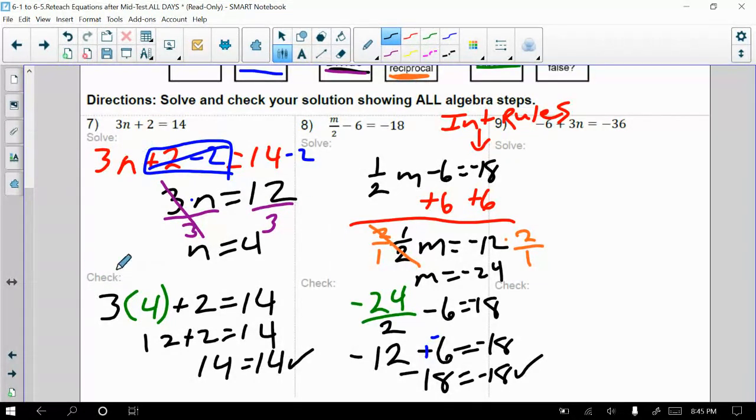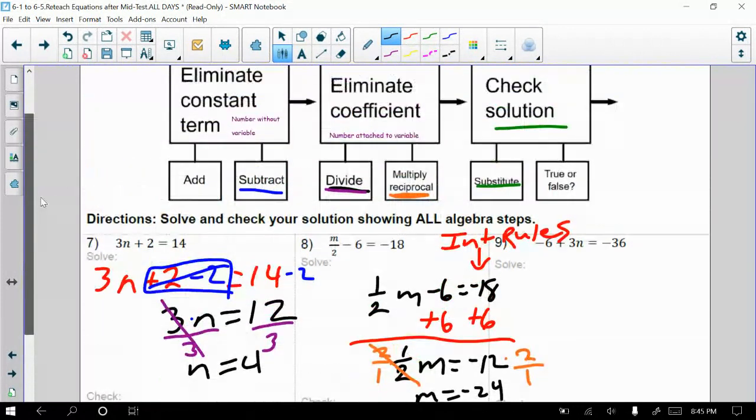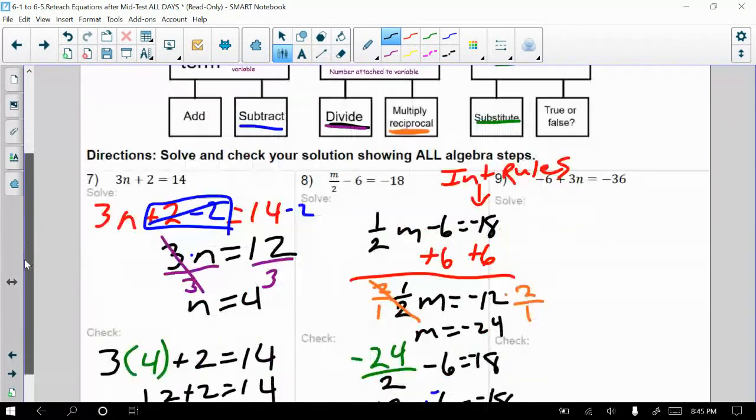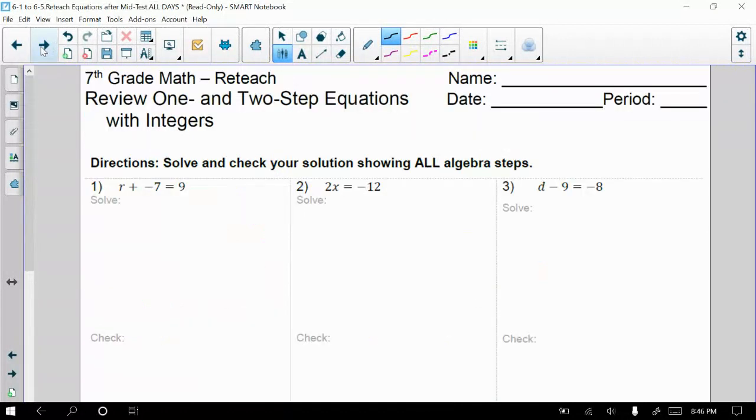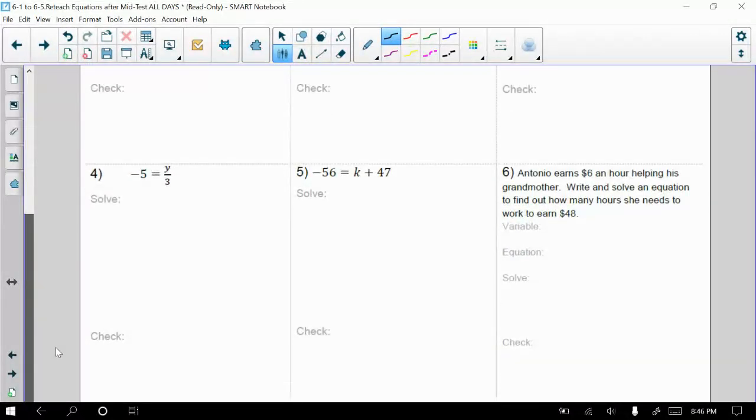You are checking your work, because when you do your test on Thursday, that's everything you're going to have to do. When you get to the word problems, look at the keywords. Okay, earn $6 an hour. Remember, that is multiplication. Helping his grandmother, write and solve to find her out. That's a one-step equation. So you're only supposed to have one operation because we're on the one-step side. Okay? So wants to earn, that's your equal. So make sure you're doing those and getting them all set up.